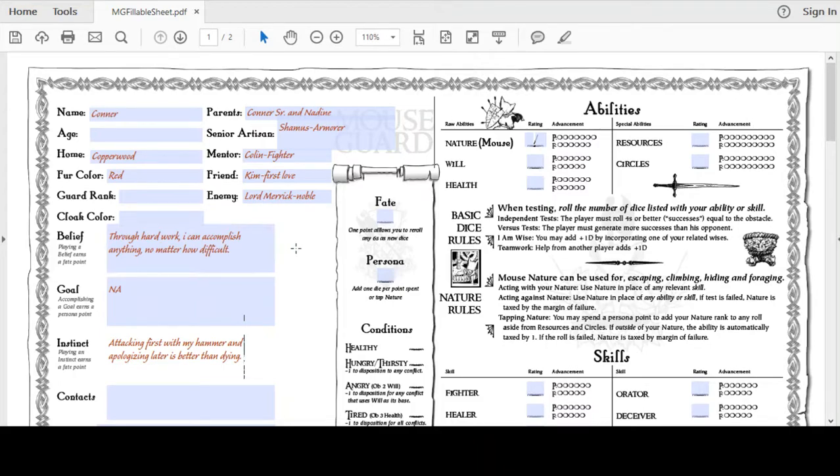So his belief is that, through hard work, you can accomplish anything, no matter how difficult. This is who he is. He's going to bust his butt in every situation to make it work, and he's going to succeed, or he's going to give his all to try. And his first instinct is to attack, because apologizing for it later is better than dying. He doesn't want to die. He's not going to give anybody the advantage on him, so his first instinctual reaction is to do that.